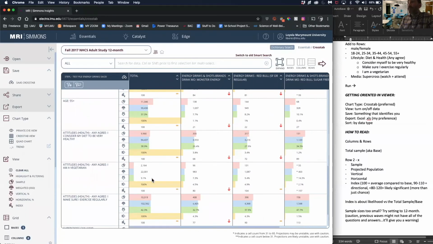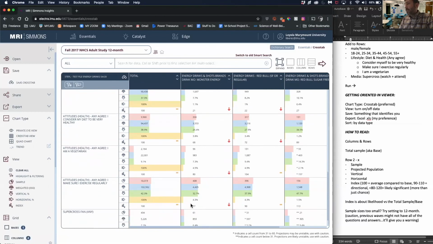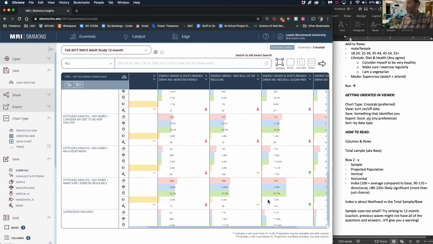Only 9% of the population is vegetarian. We know that from some of our previous research. 42% make sure they exercise regularly. This is why we have some crises in our country. These numbers decrease precipitously for energy drink consumption. People who drink Monster Energy are 23% less likely than the average person to make sure that they exercise regularly. Now, what's interesting is if you look at sugar-free, you see an uptick in exercise behavior.